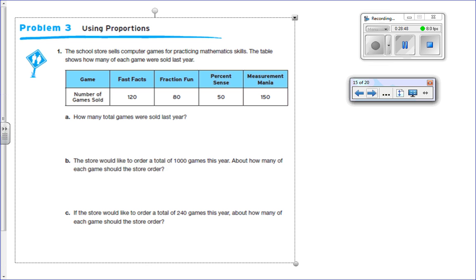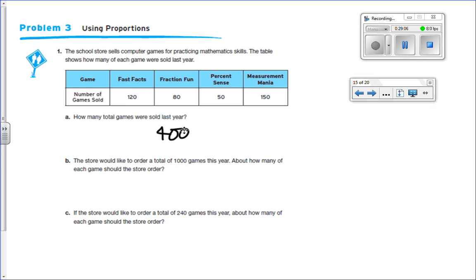All right, problem 3. The school store sells computer games for practicing mathematics skills. The table shows how many of each game were sold last year. How many total games were sold last year? Well, you simply add all these numbers up. So 120 and 80 is 200, plus 50 gives me 250, plus 150 gives me a total of 400 games last year. The store would like to order a total of 1,000 games this year. About how many of each game should the store order?